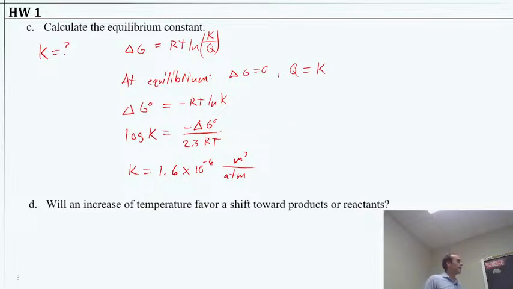All right, then part D says, will an increase in temperature favor a shift towards products or reactants? And this is slightly more complicated than I was thinking it would be. And it's something that I probably should have covered but didn't. The Van 't Hoff equation can be used for this. If we stop and think about these equilibrium equations, we recognize that K can be affected by temperature. Delta G can be affected by temperature.